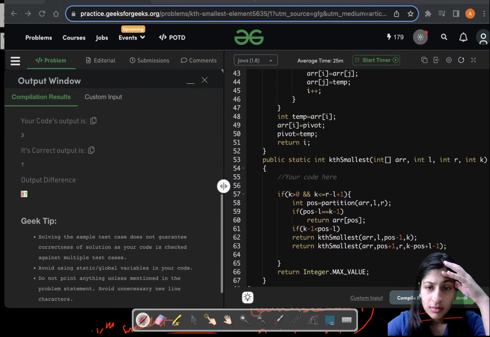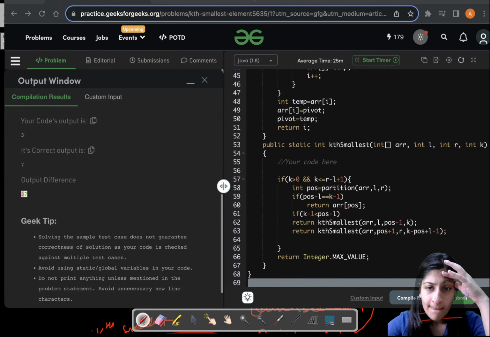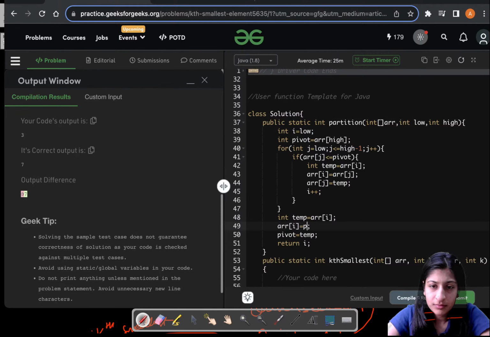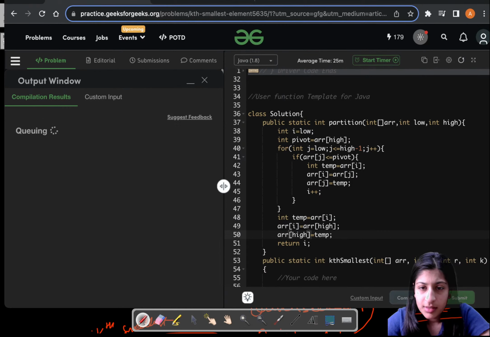This is fine. What is the error then? Oh, sorry. This is the highest index that you are passing. ARR of high index, right? ARR of high is temp. Let's check.